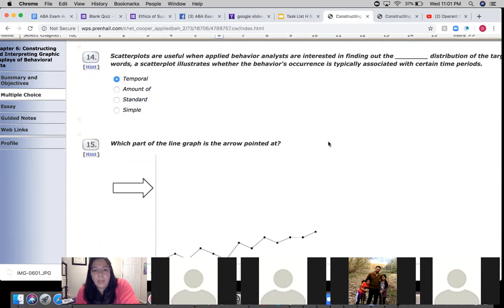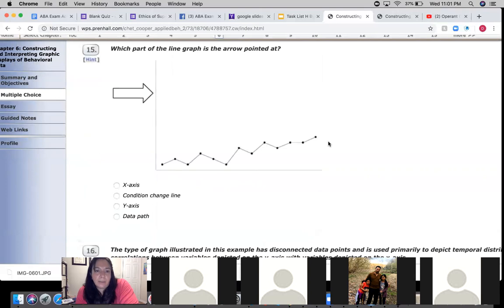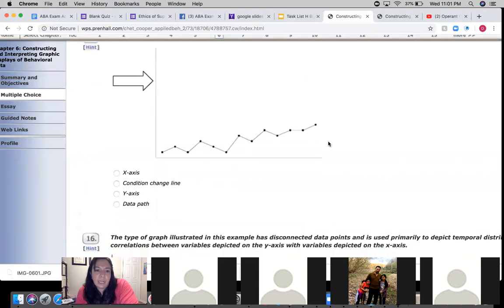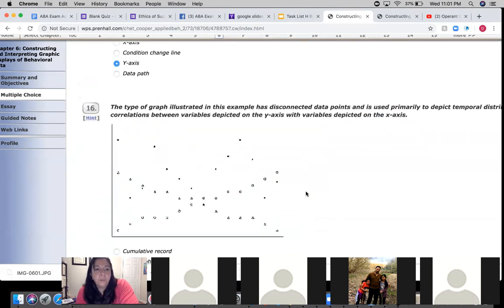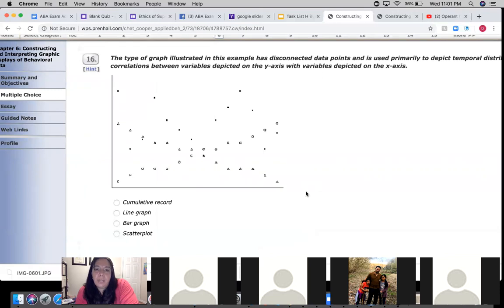Which part of a line graph is the arrow pointed at? X-axis, Y, condition line, y-axis, or data path? Y-axis. The type of graph illustrated in this example has disconnected data points and is used primarily to depict temporal correlations between variables depicted on the y-axis with variables depicted on the x-axis. Cumulative record, line graph, bar graph, scatter plot. Scatter plot.